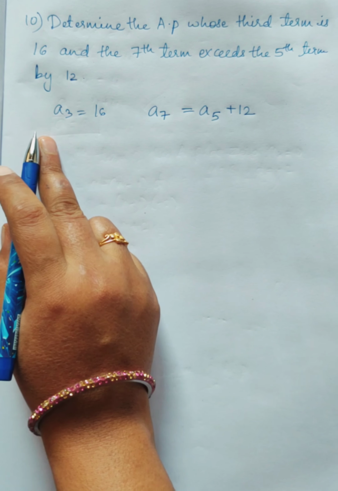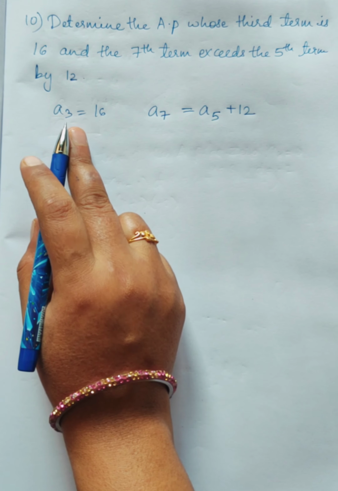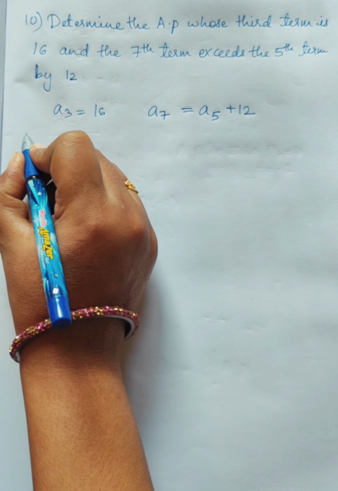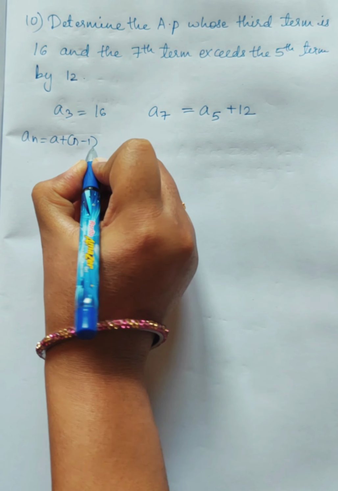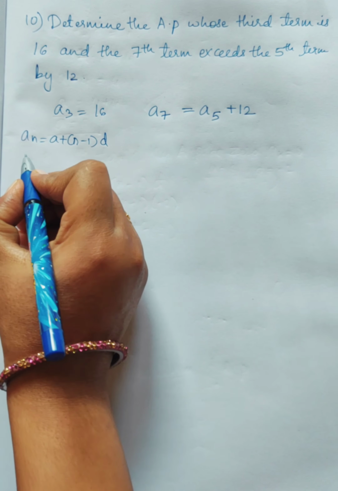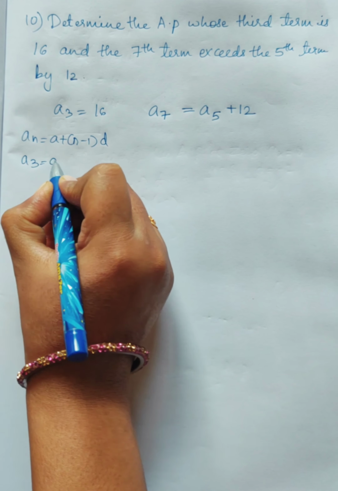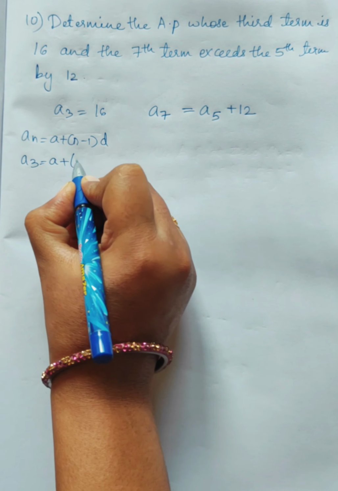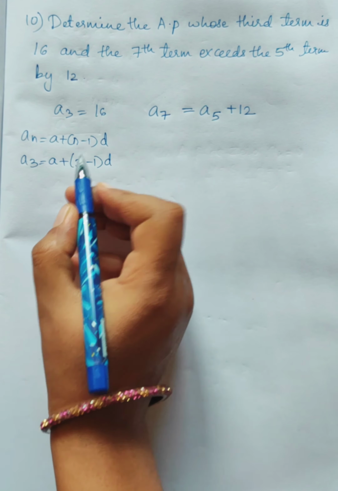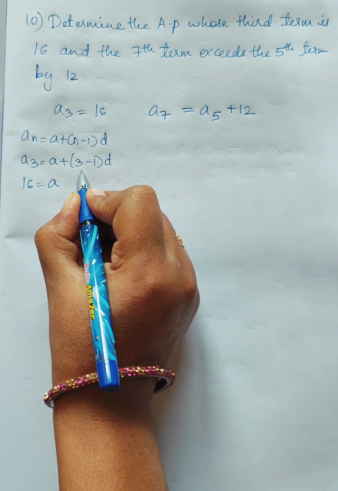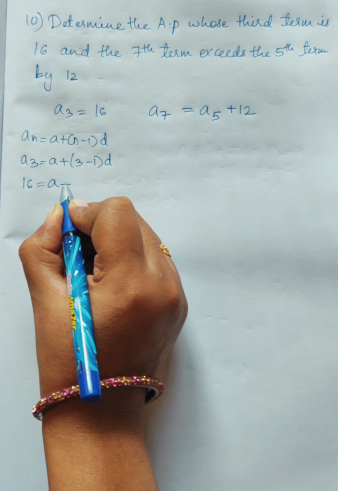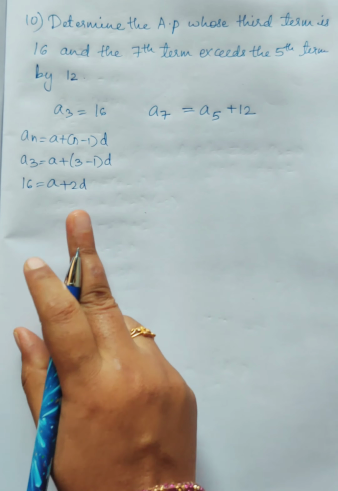Now you are going to write the values. How are we going to write? A_n is equal to a + (n − 1)d. I am going to find A3. A3 is equal to a plus, what is n? n is 3, so (3 − 1) into d. The A3 value is 16. So 16 is equal to a plus 3 minus 1, which is 2, so 2d. This is one equation.